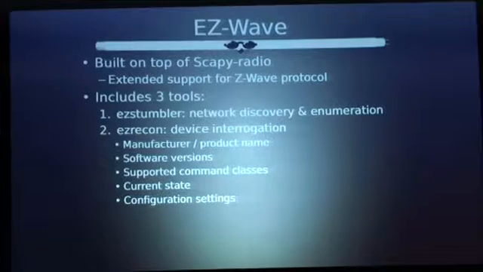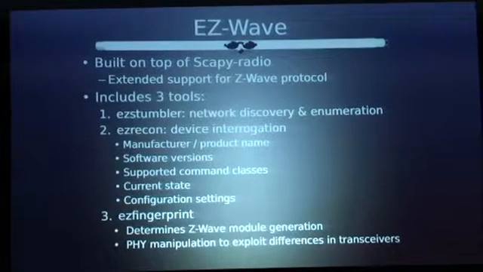And then finally we have Easy Fingerprint, which exploits differences in transceiver design in order to distinguish between different generation ZWave modules embedded within the target device. It does this by manipulating the physical layer preamble in such a way that the older generation ZWave module is able to receive transmissions and respond, whereas the newer generation ZWave module is not able to synchronize with the physical layer frame and therefore can't respond, and that allows us to determine what generation module we're dealing with.